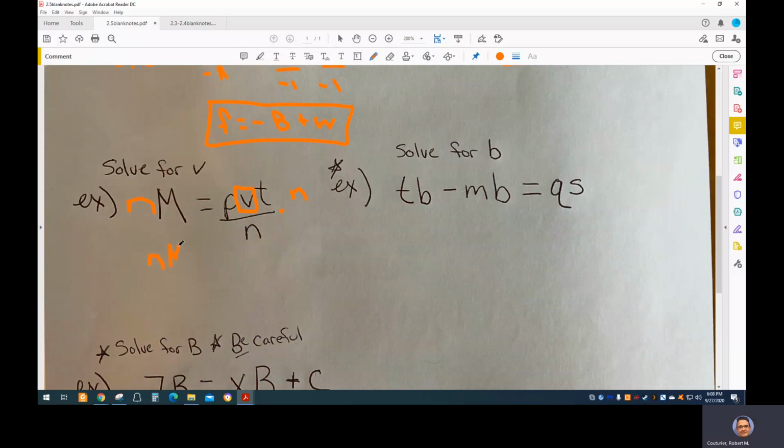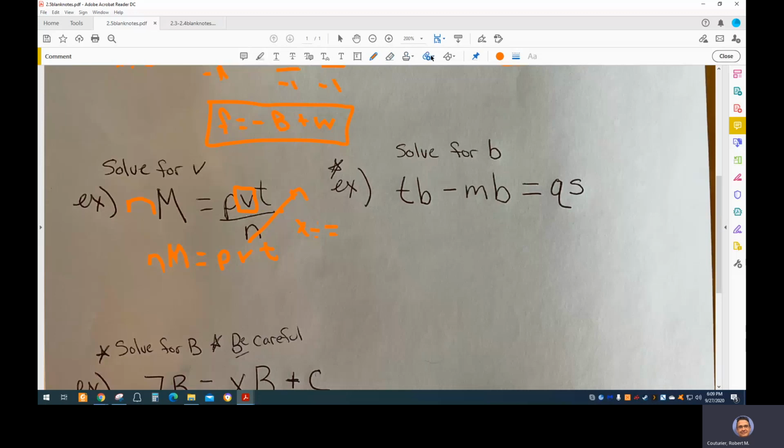Little n, capital M, now equals, these cancel, PVT. And what gave us this? This was the multiplication division property of equality. Now we're still trying to get v by itself.